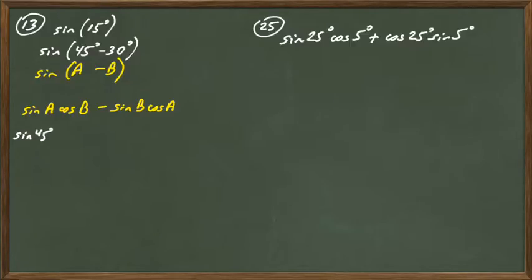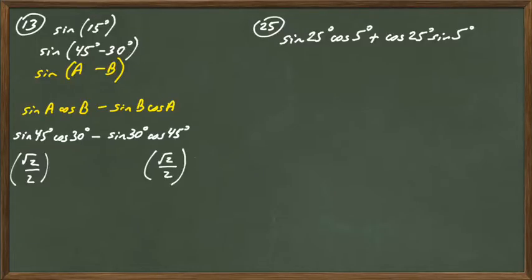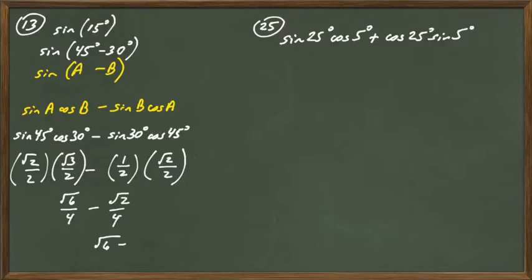So how would this be written? Sine of 45 degrees, cosine of 30 degrees, minus sine of 30 degrees, cosine of 45 degrees. Again, 45 degrees is relatively easy. It's radical 2 over 2, whether it's sine or cosine. Sine of 30 degrees is 1/2, making cosine of 30 degrees radical 3 over 2. So you get radical 6 over 4 minus radical 2 over 4, written as a single fraction, because we do have a common denominator of 4, would be this.